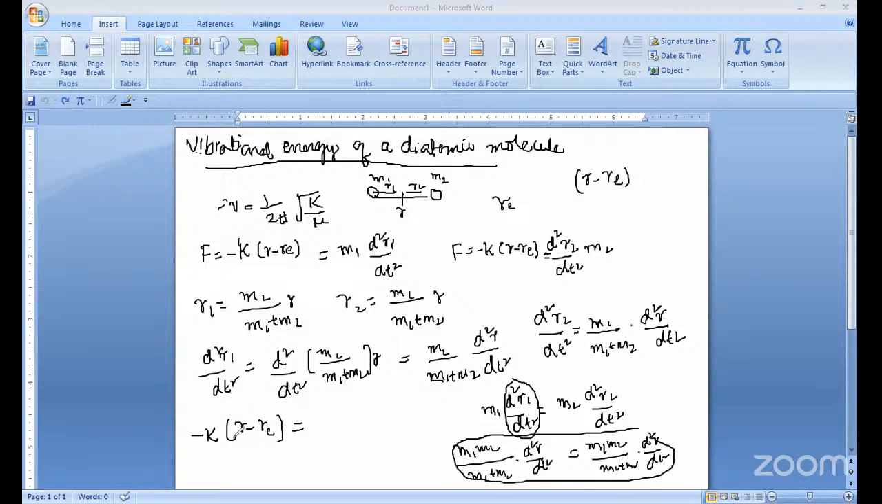So we can write minus k into R minus RE equals M1 into M2 by M1 plus M2 into d square R by dt square. Understand? How have we got this? By combining those first equations, we have got minus k into R minus RE equals M1 M2 by M1 plus M2 into d square R by dt square.